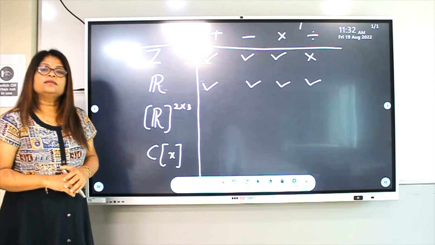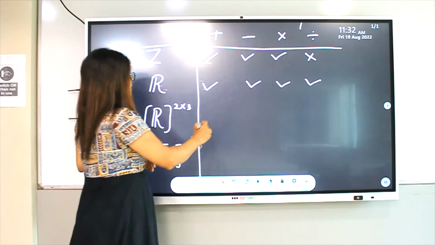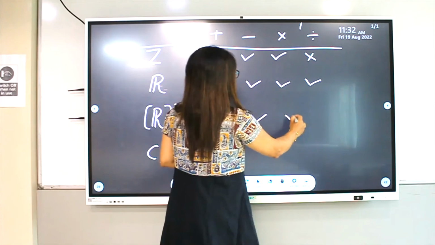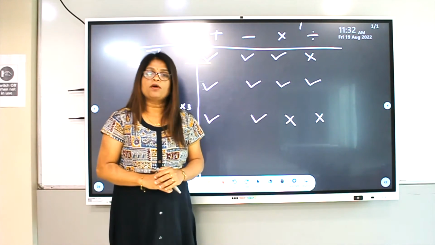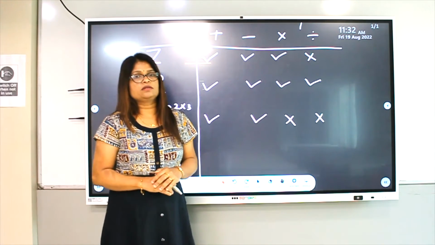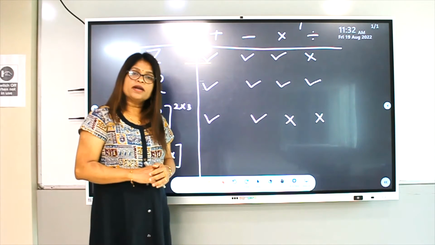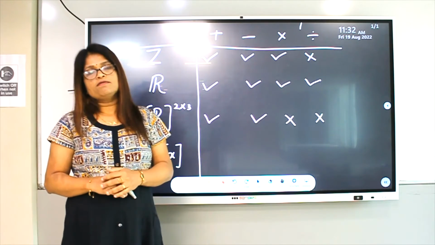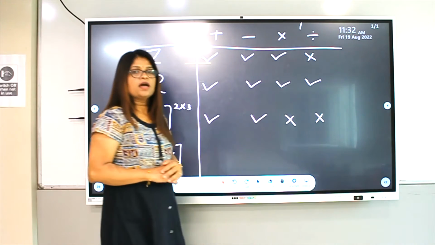Now considering the set of matrices of order 2 by 3, addition and subtraction are available, whereas multiplication and division are not. Matrix multiplication is only possible when you have compatible order for multiplication. If you have a matrix of order 2 by 3, you can multiply it with matrices of order 3 by n for any n. So these two operations are not available.